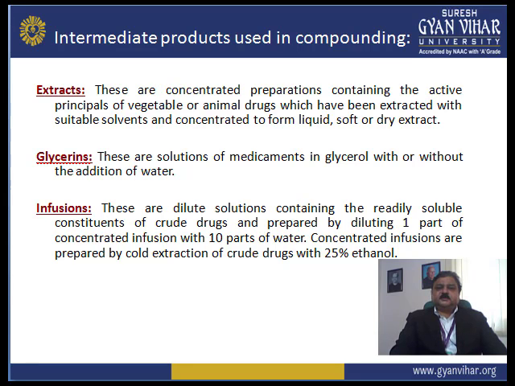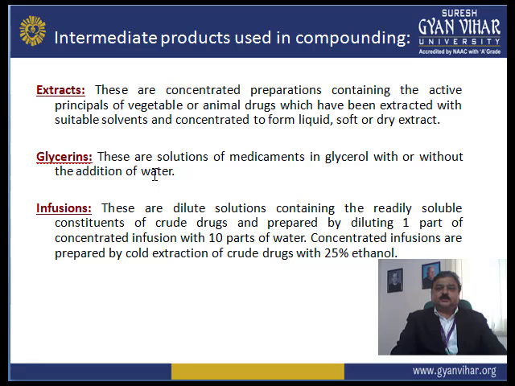Then coming to the intermediate products which are used in compounding. Extracts are concentrated preparations containing the active principles of vegetable or animal drugs which have been extracted with a suitable solvent and concentrated to form a liquid, soft or dry extract. These are used when you need an extract like gentian extract. Various types of extracts are available.